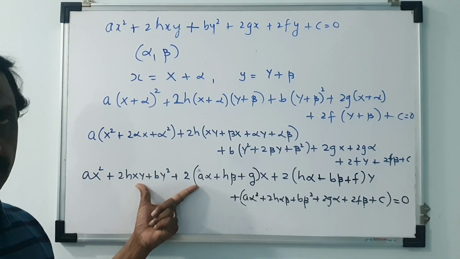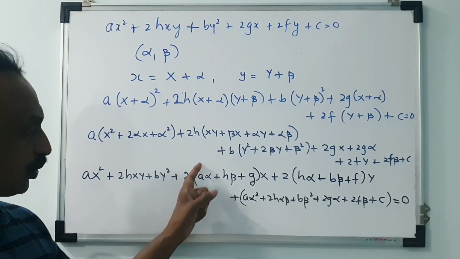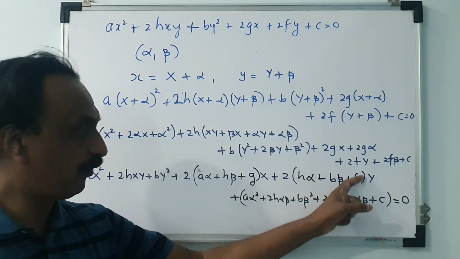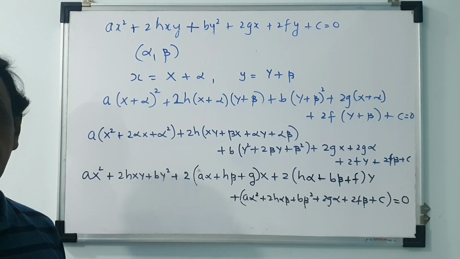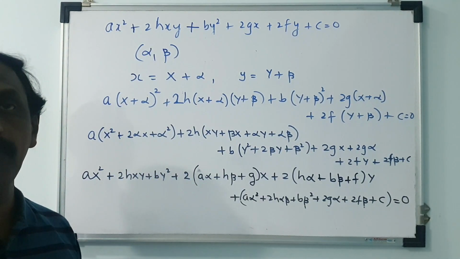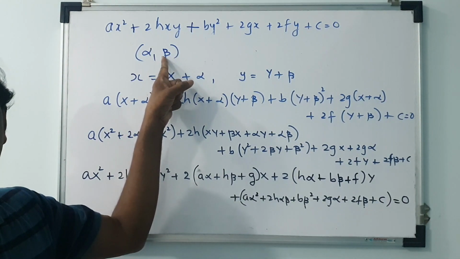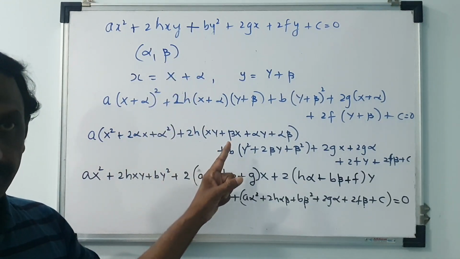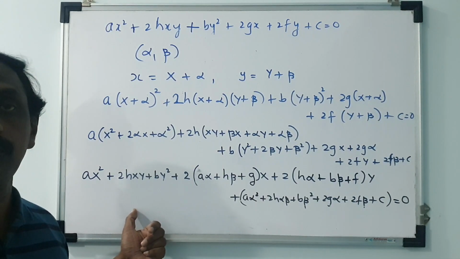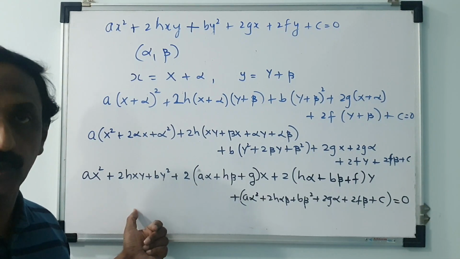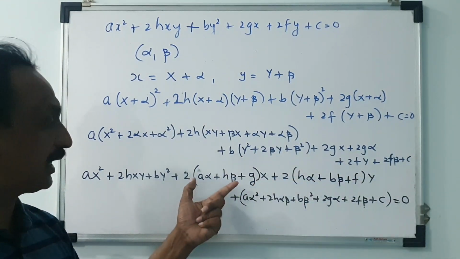Now this equation would represent a pair of lines only if the coefficient of X, the coefficient of Y, and the constant term become 0. Then only it will become a homogeneous equation. Then only it will represent a pair of lines passing through the origin, because the new origin is nothing but (alpha, beta). We have shifted the origin to (alpha, beta). After shifting the origin, this equation became an equation of a pair of lines passing through the new origin. Therefore, these terms should not be present in the equation. Hence, I get the conditions.